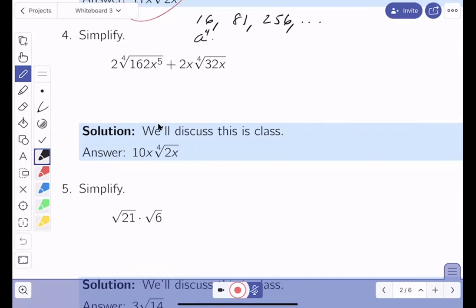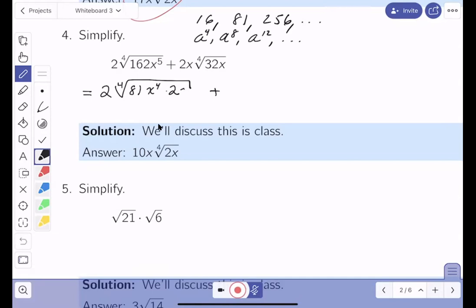I'm also going to write the letters down for you. A4, A8, A12. What are they doing? They're going up by 4. Well, let's look at it. And I'm going to look at each one separately. 2, fourth root. And I'm looking for a perfect fourth factor. And 162 contains the number 81. All right, what am I left with? 2. X5 contains X4.